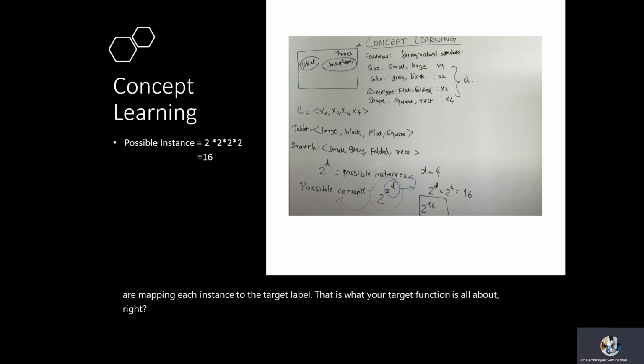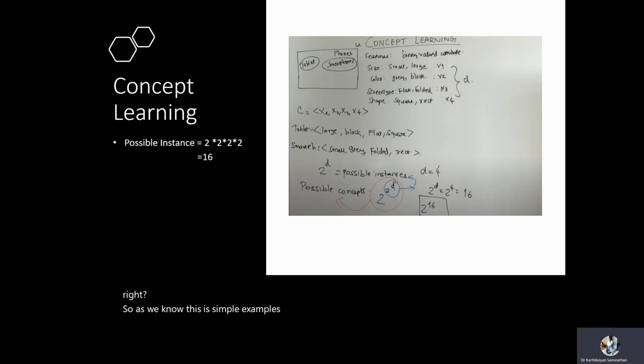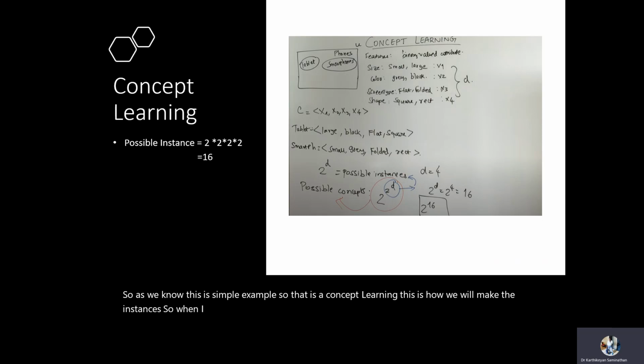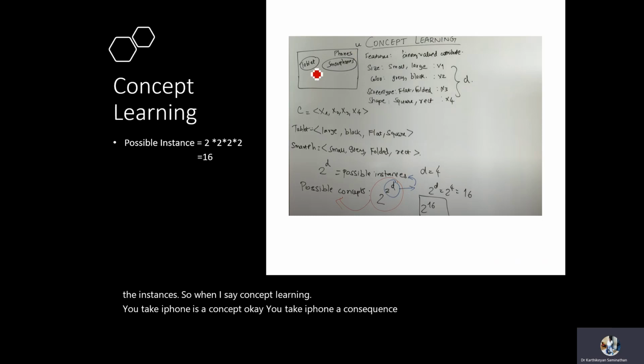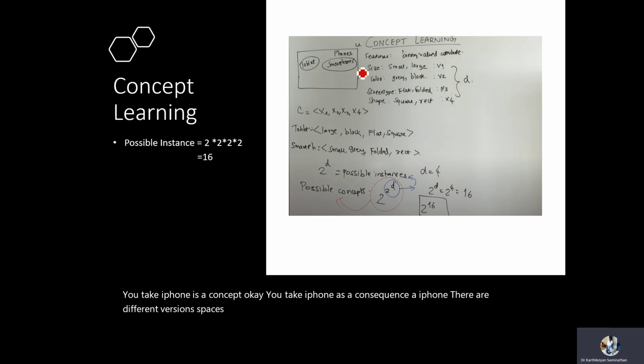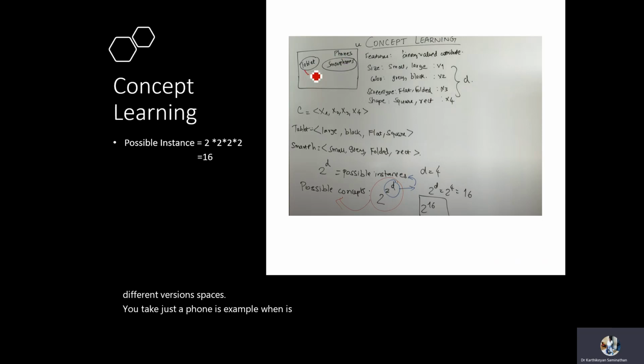So as we know, this is a simple example. That is concept learning. This is how we will make the instances. When I say concept learning, you take iPhone as a concept. Sorry, you take just a phone as an example. When you say phone, there are tablets and smartphones available.